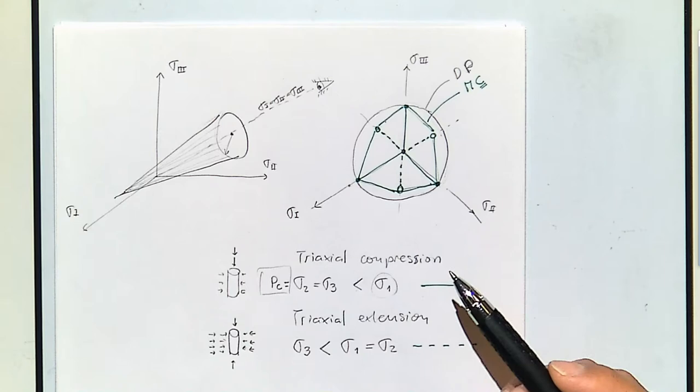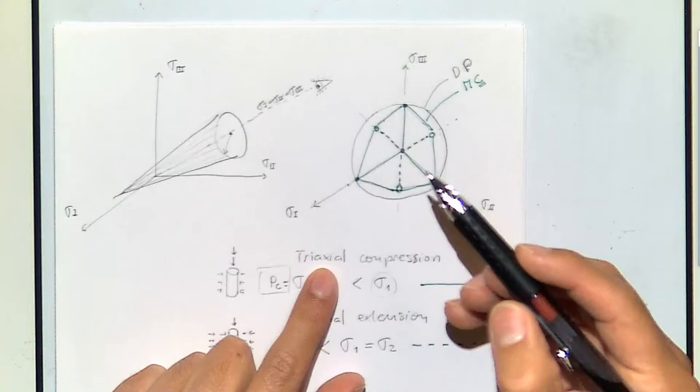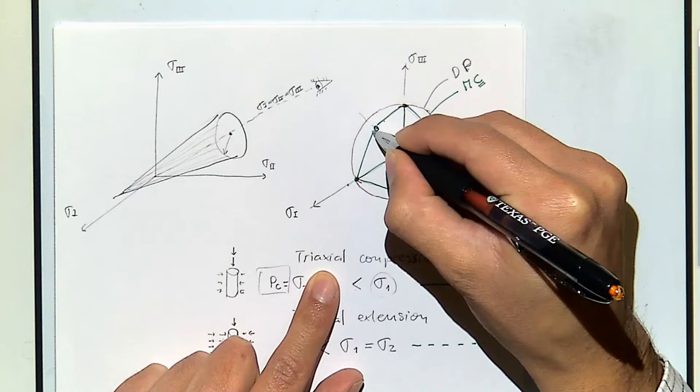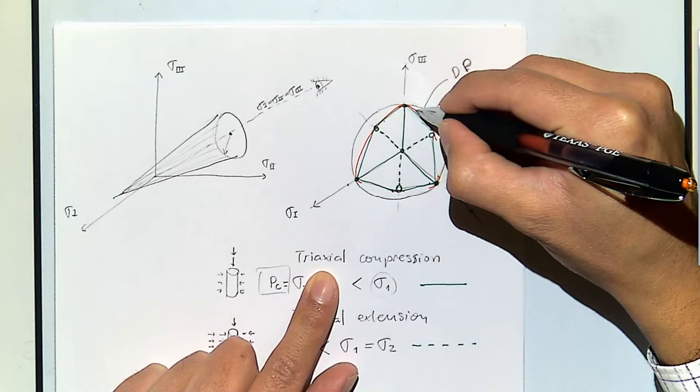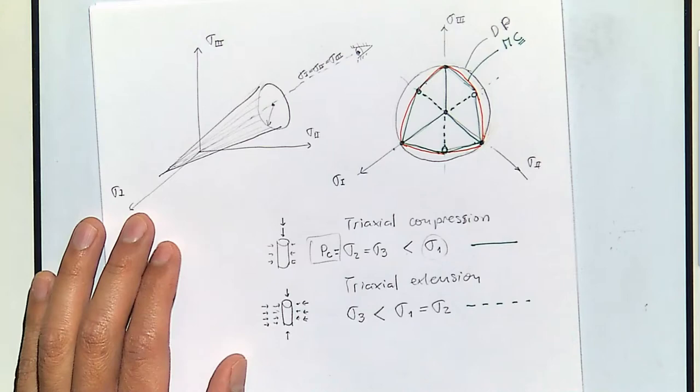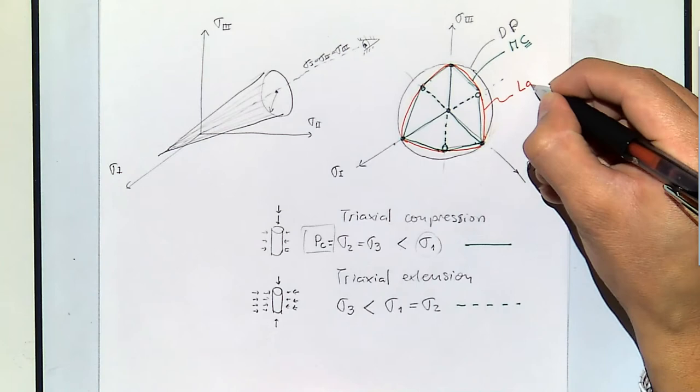So there is a solution to this Mohr-Coulomb criterion, which is a smooth curve, and it looks something like this. I'm going to try to do my best in order to do this. It just goes around the Mohr-Coulomb failure criterion, but it is smooth and differentiable. And this is what is called the Lade criterion.